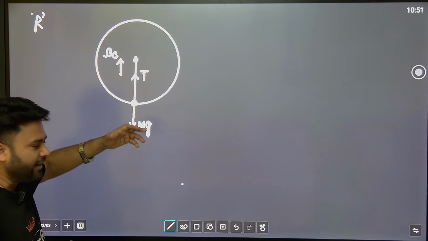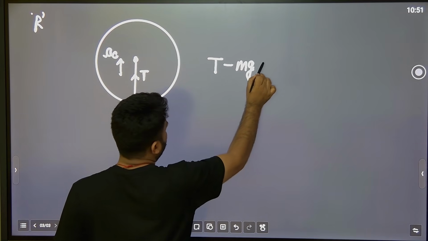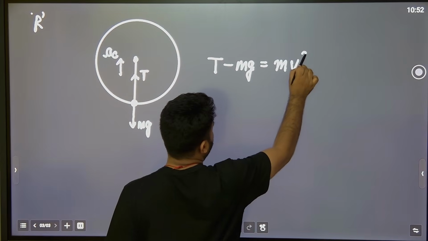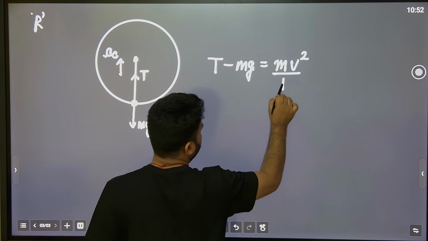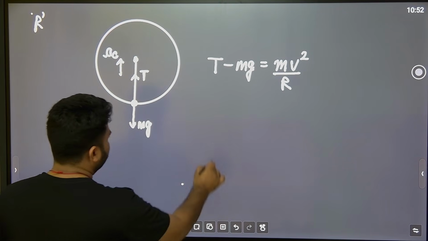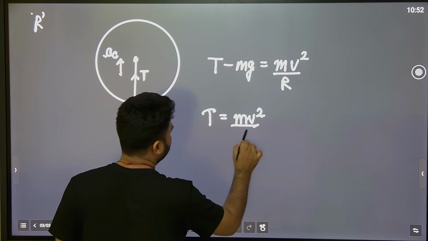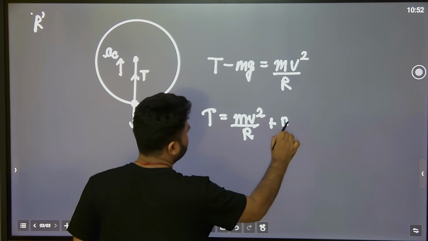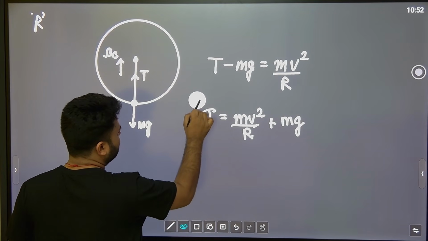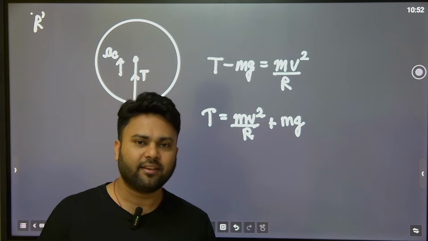So we can write the net force, T minus mg, equals mass into acceleration, and the acceleration is the centripetal acceleration, v square by r. So tension equals mv square by r plus mg. No need to remember this, but understand the concept: if someone asks what the tension is, it is mv square by r plus mg.